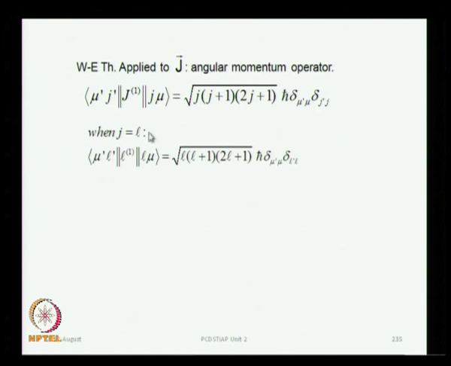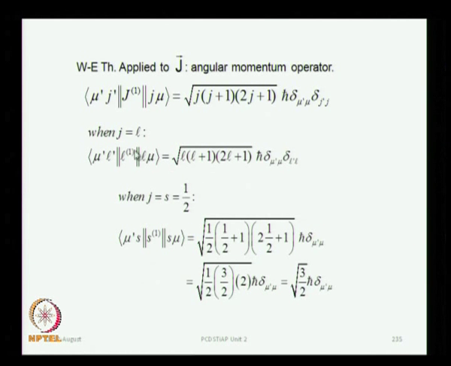It could be the orbital angular momentum L, in which case the square root of j into j plus 1 into 2j plus 1 becomes the square root of L into L plus 1 into 2L plus 1, whereas if it is spin, you know the value of spin, which is half. So if you just put half for these values of j, you get root 3 by 2 times h cross and the Kronecker delta between m and m prime.